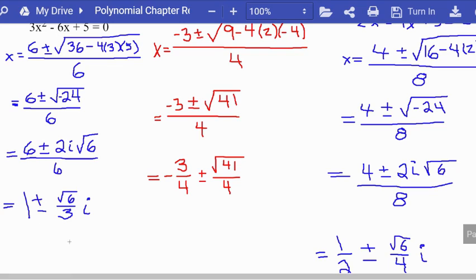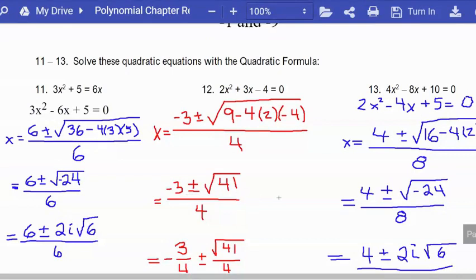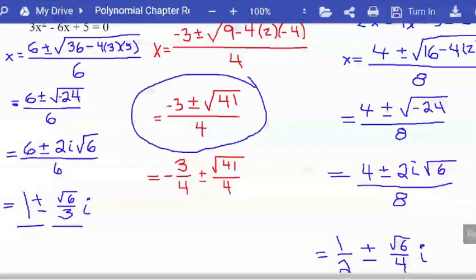If you have a complex answer, an answer with an imaginary component, I want to see it split up into real plus or minus the imaginary part. For something like number 12, where the square root of 41 doesn't have any perfect square factors, it's positive. If you left something like this in this form, I would be okay with that. If you want to separate it like I've done here, it's obviously okay also.